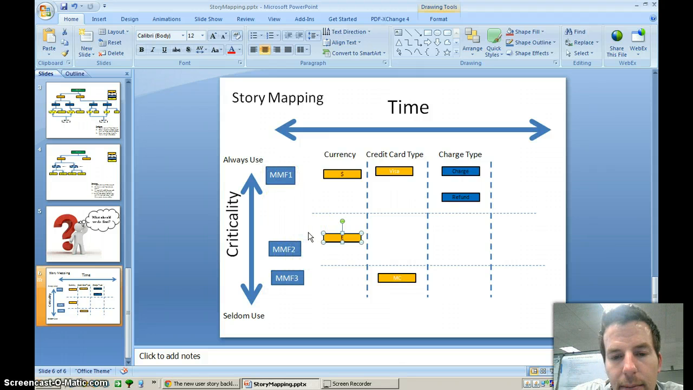So that's my 5 minutes on what story mapping is, along with an example on how to break down stories. Hope that helps.